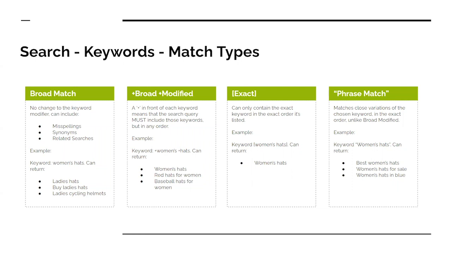And then we have phrase match, which is very close to the broad modified, but it has to be in an exact order. So it has to be best women's hats for sale, women's hats in blue, etc. So it can't be hats for women. It has to be women's hats. So that's how we can control which keywords we want to be seen in front of.